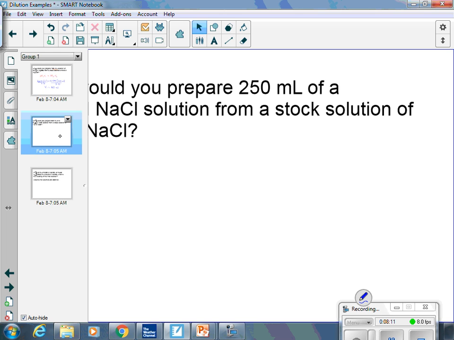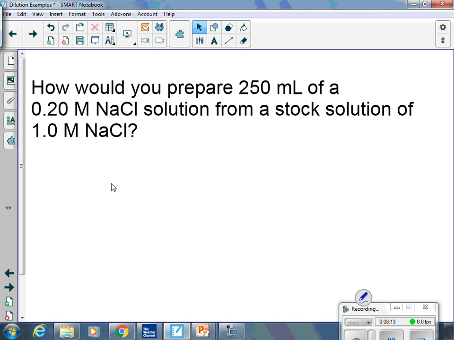Go ahead and write down the second example. I'll give you a second to copy. Okay, my question here, this is similar to the first one. How would you prepare a 250 milliliter solution of 0.2 molar sodium chloride from a stock 1 molar solution? Once again, we're just going to do the M1V1 equals M2V2.